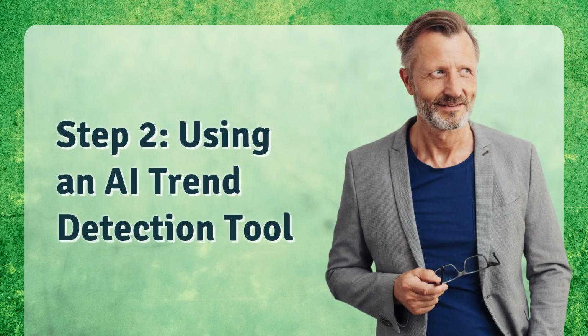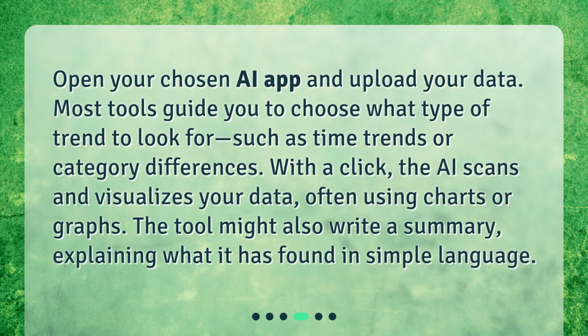Step 2. Using an AI trend detection tool. Open your chosen AI app and upload your data. Most tools guide you to choose what type of trend to look for, such as time trends or category differences. With a click, the AI scans and visualizes your data, often using charts or graphs. The tool might also write a summary, explaining what it has found in simple language.